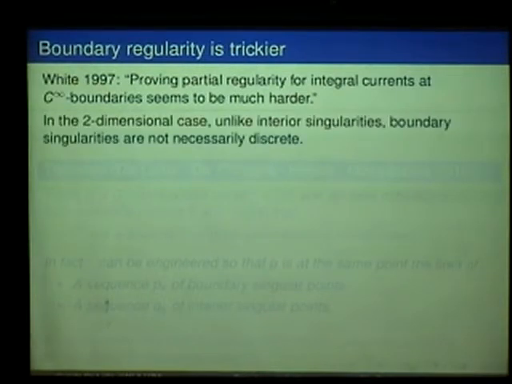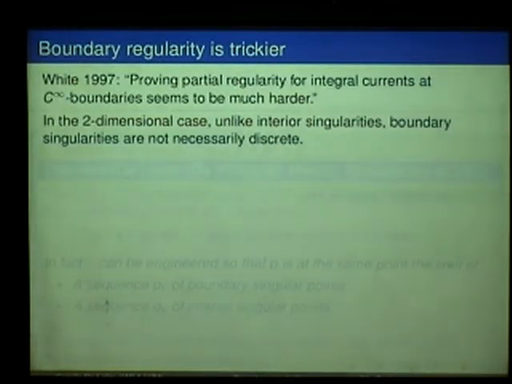So, but in fact, here I'm quoting White, which has a very good reason. He gives examples for saying that proving partial regularity for integral currents at C infinity boundaries seems to be much harder. But in fact, we can give an even more specific reason why this is harder. So we have an interesting example in the 2-dimensional case. So as I told you, Chang's theorem is telling you interior singularities for 2-dimensional minimizers are isolated.